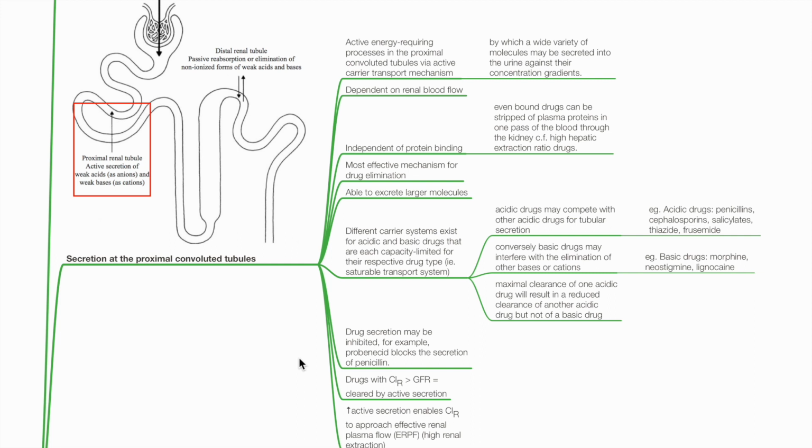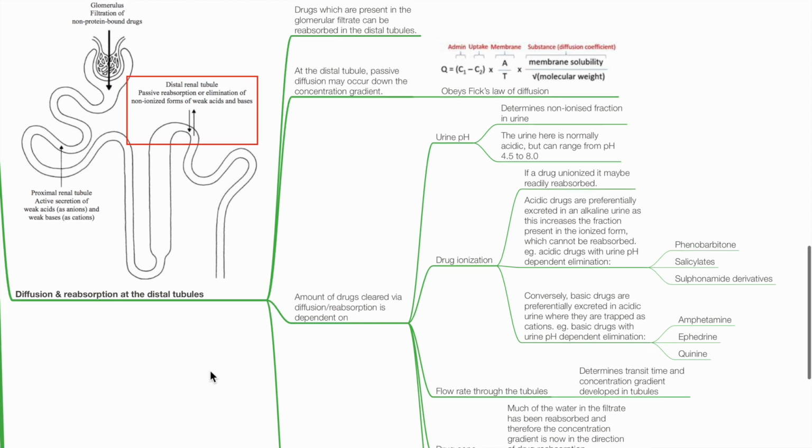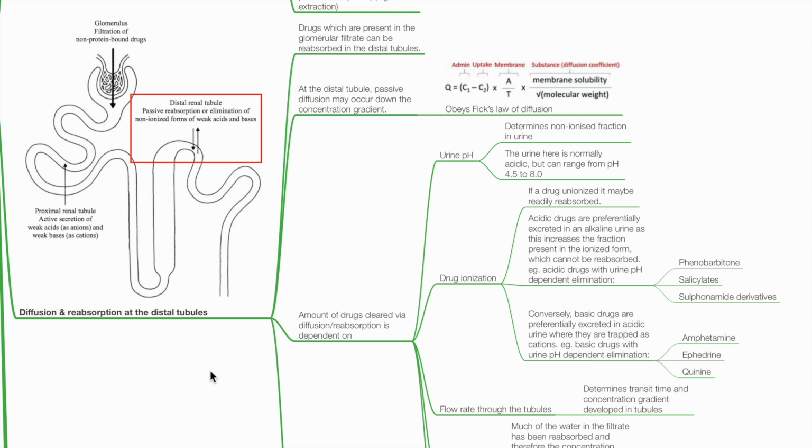For example, probenecid blocks the secretion of penicillin. Drugs with renal clearance more than GFR are cleared by active secretion. Increased active secretion enables renal clearance of a drug to approach effective renal plasma flow. The next process is diffusion and reabsorption at the distal tubules. Drugs which are present in the glomerular filtrate can be reabsorbed in the distal tubules.